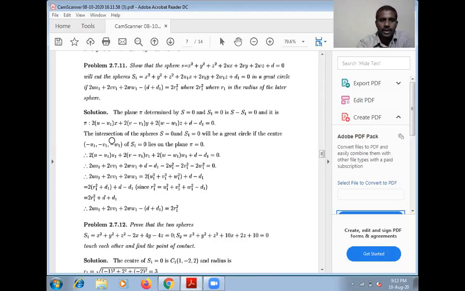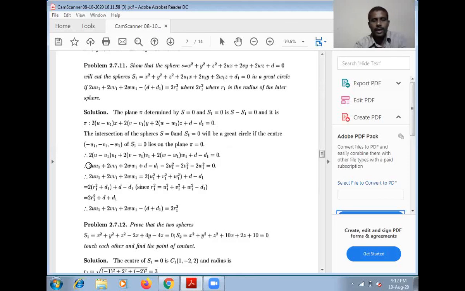So the intersection of the spheres S equal to 0 and S1 equal to 0 will be a great circle if the center minus u1, minus v1, minus w1 of S1 equal to 0 lies on the plane pi equal to 0, because it is a great circle. Great circle means the plane passes through the center of the sphere. That's why it is called a great circle. So great circle means the center of the sphere and the center of the great circle are the same. So the center of S1, minus u1, minus v1, minus w1, lies on the plane pi equal to 0.